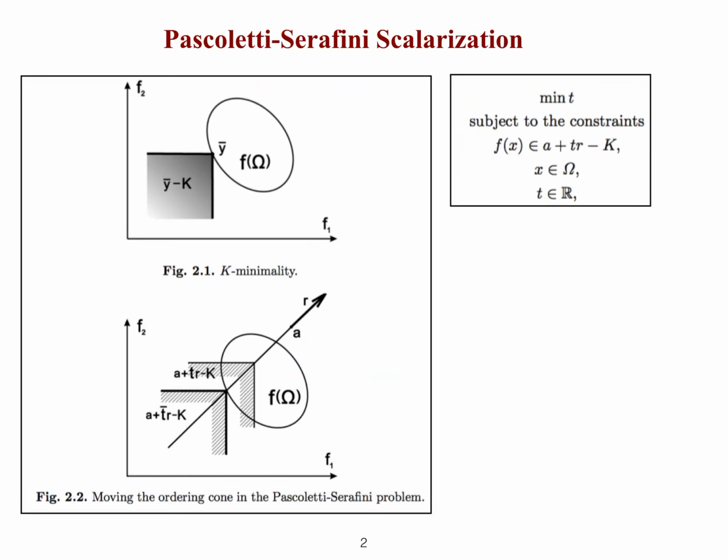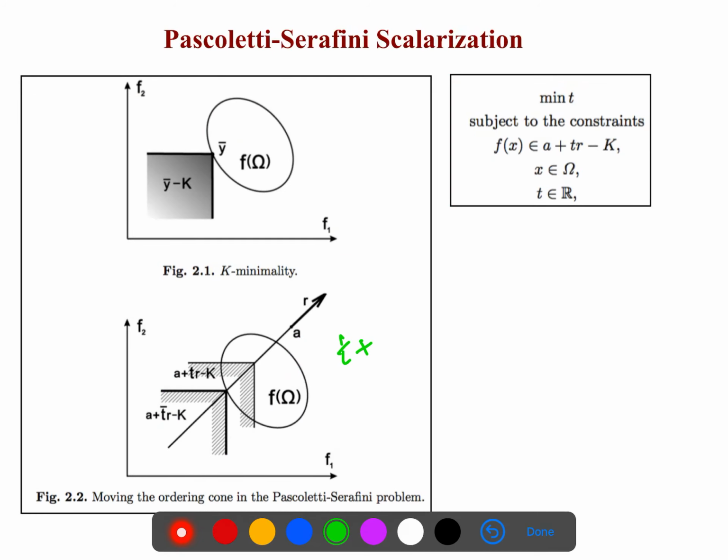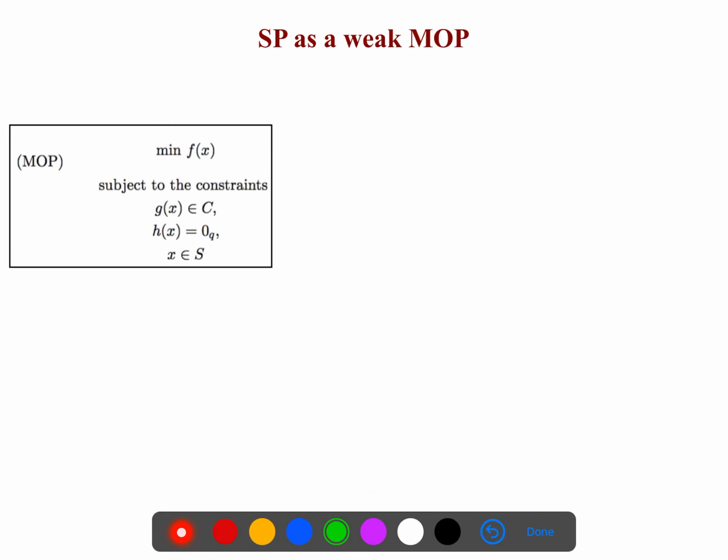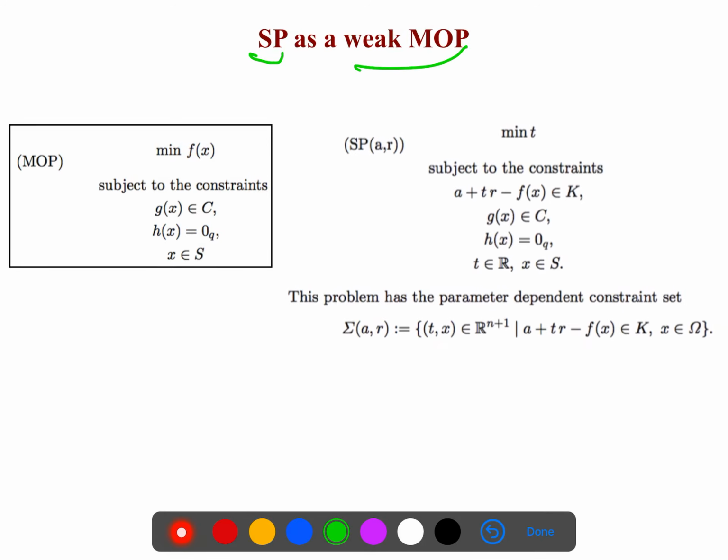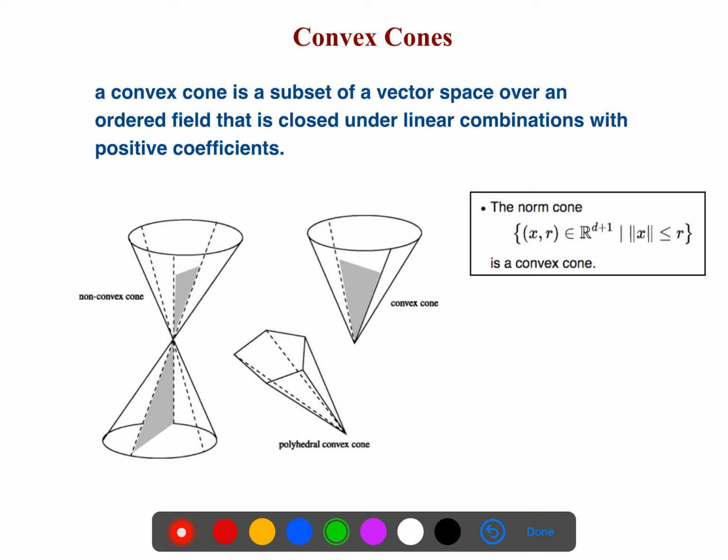Okay, so let me remind you that t plus a, the reference point, plus tr is a direction. You can cover all of them; it's a way to go to the efficient frontier. It's a way to search the efficient frontier. So I explained that the scalarization problem is a weak multi-objective programming in the previous lecture, so that you understand the motivation.